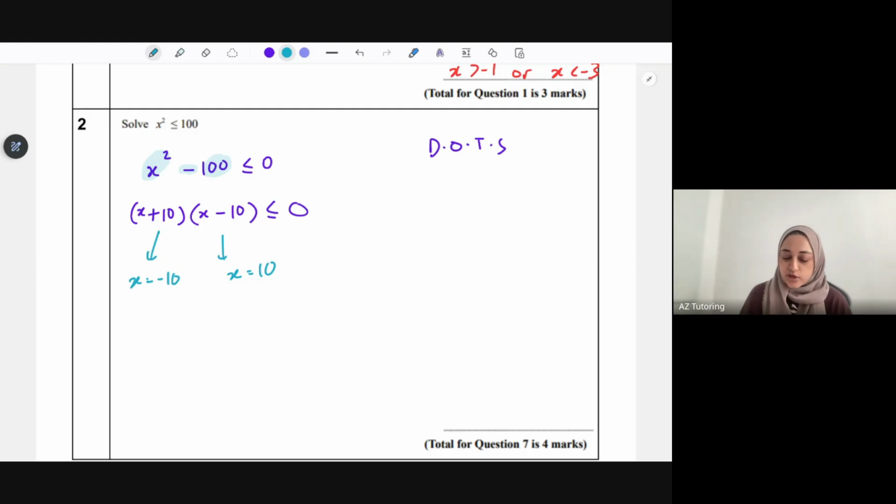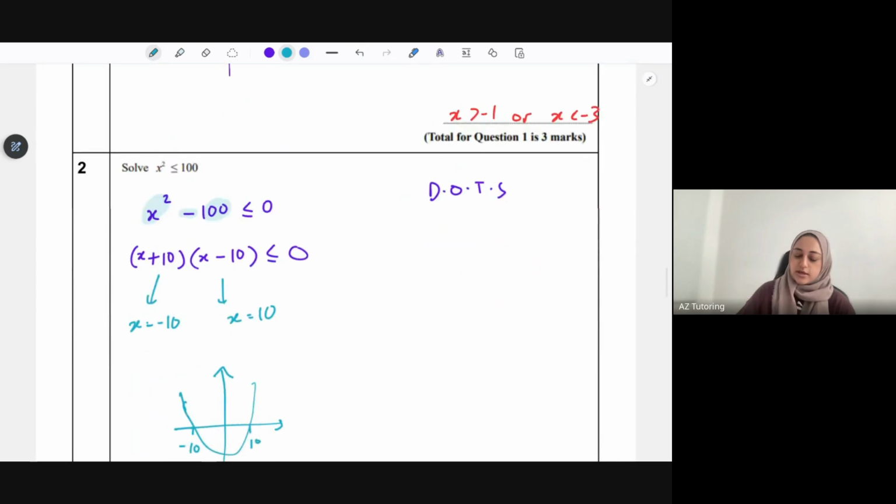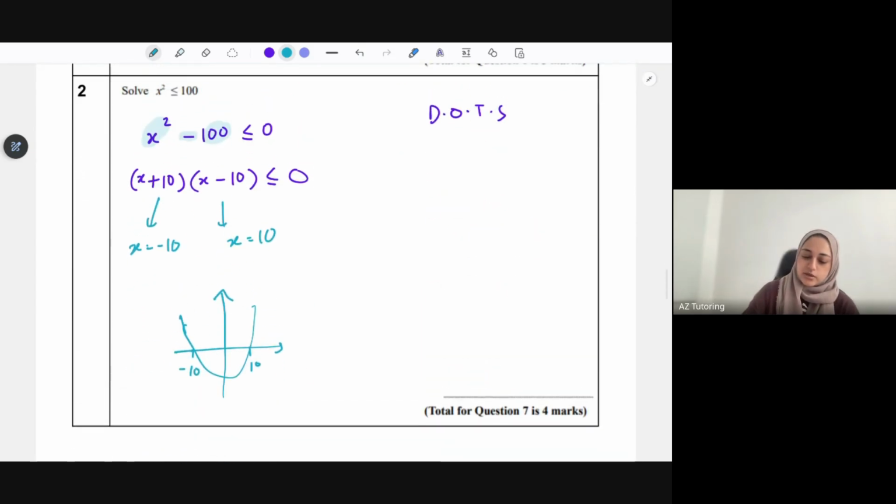Is this a U-shaped graph or an N-shaped graph? Well, x squared is positive, so it's a U-shaped graph. Sketching that out, it's crossing at 10 and -10, one on each side, so the graph looks like this. That's 10, that's -10. And this time we want it when it's less than 0. The above example was when it's more than 0. This is less than or equal to 0, and that's below the x-axis. So this time it's all these values between -10 and 10.